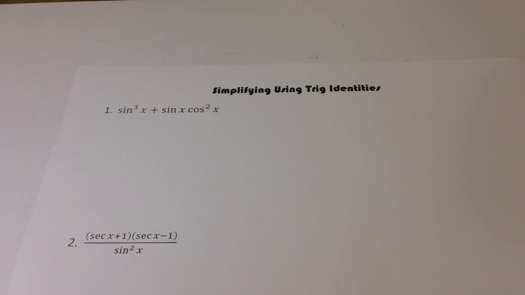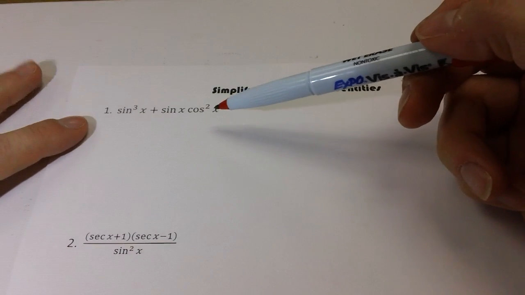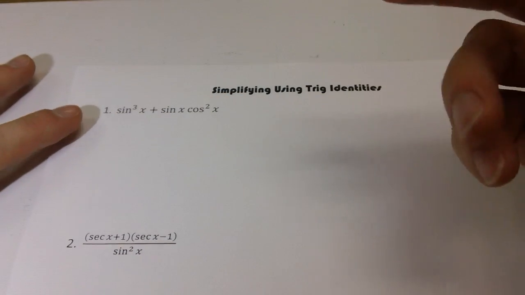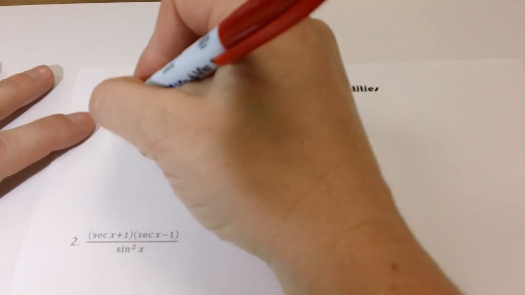It says sine cubed of x plus sine x cosine squared of x, and you are asked to simplify this expression. Okay, so when I see this, the first thing I notice is that there's two terms, and we have a sine of x in both. So I'm going to take a second here and factor out the sine of x.